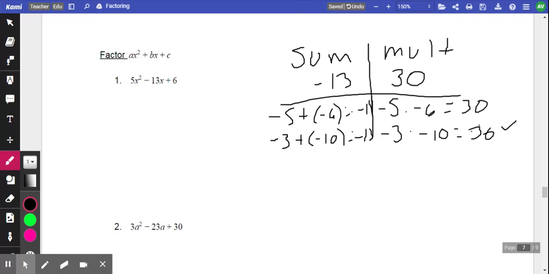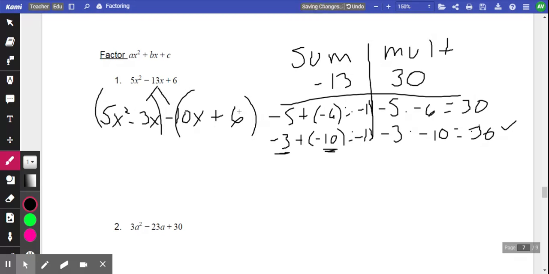This is where it's different. Instead of just immediately saying x minus 3, x minus 10, we're going to put the -3 and the -10 in place of the -13. So I'll put 5x squared minus 3x minus 10x plus 6. They went in place of the -13 right here, and we are allowed to do that because -3x minus 10x is -13. So that's why this totally works. And now we will factor by grouping.